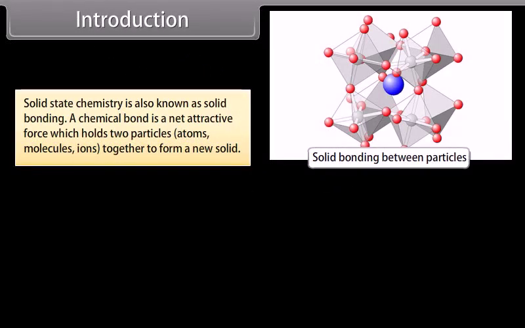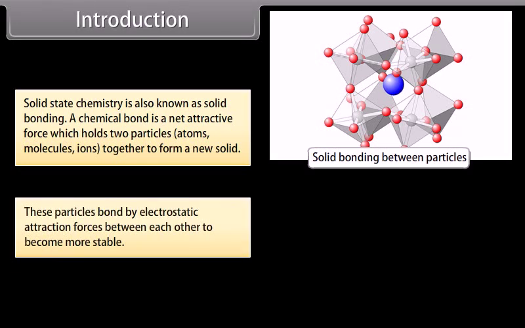Solid-state chemistry is also known as solid bonding. A chemical bond is a net attractive force which holds two particles, atoms, molecules, or ions, together to form a new solid. These particles bond by electrostatic attraction forces between each other to become more stable.